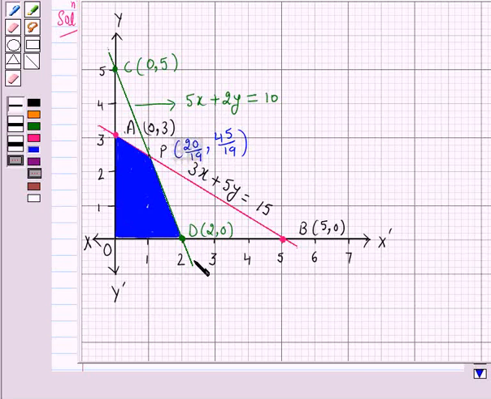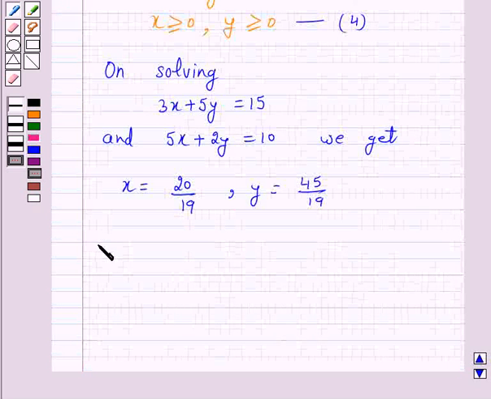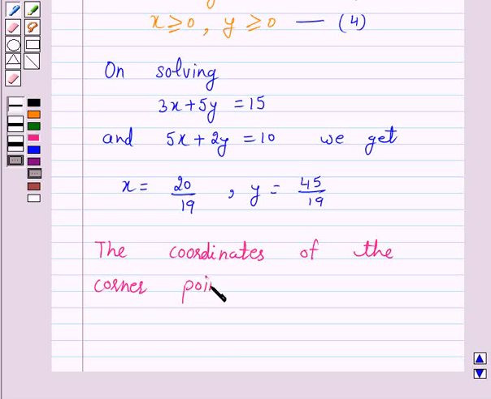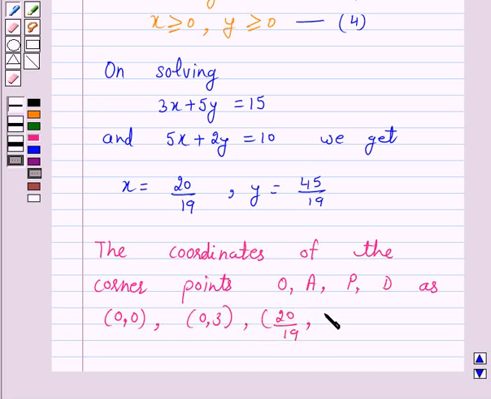Now, we will evaluate z at each corner point. So, we have the coordinates of the corner points O, A, P and D as (0, 0), (0, 3), (20/19, 45/19) and (2, 0) respectively.